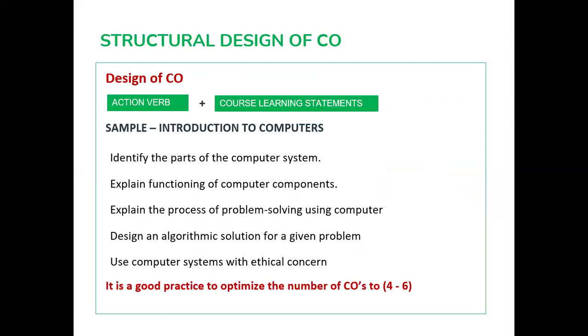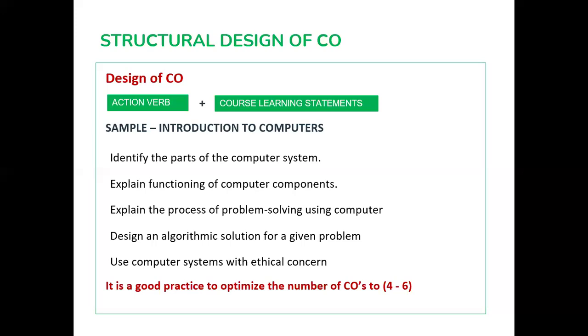These are some sample course outcomes. For example, for a fundamental course like Introduction to Computers: identify the parts of the computer system, explain functioning of computer components, explain the process of problem solving using computer, design an algorithmic solution for a given problem, use computer systems with ethical concern. So we have 5 course outcomes here. Again, as a best practice, you can have a minimum of 4 and a maximum of 6 course outcomes.